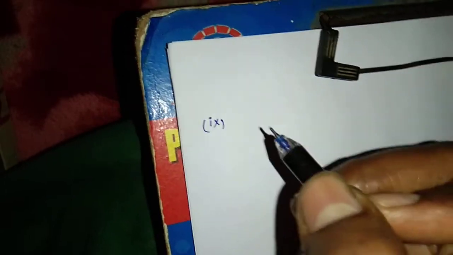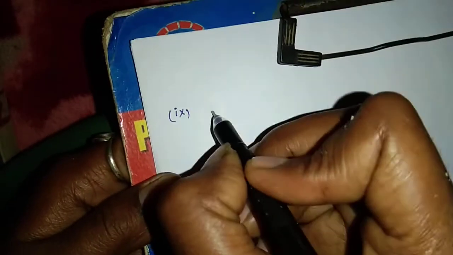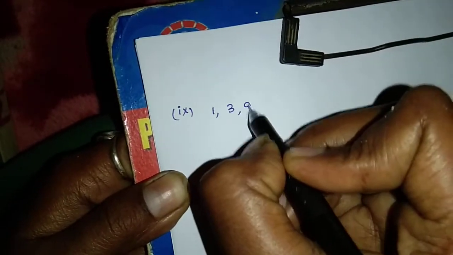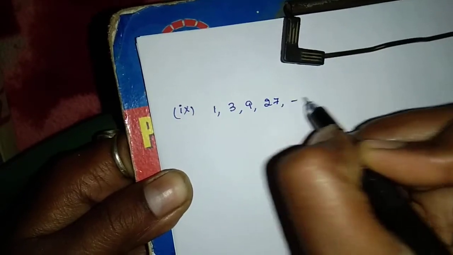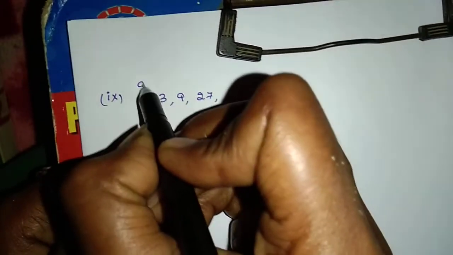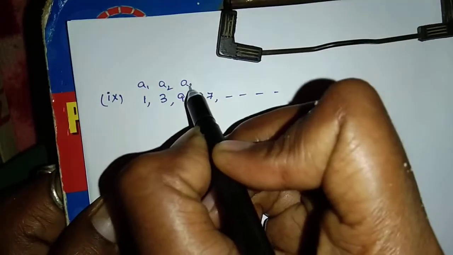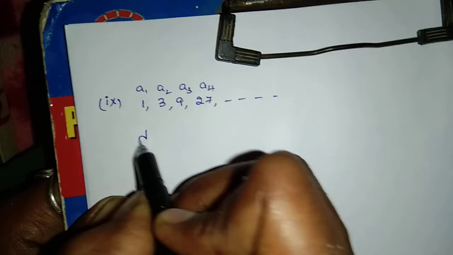What is the question? 1, 3, 9, 27, and so on. This is a given series. First, what we have to do? Write a1, a2, a3, a4. First find d.